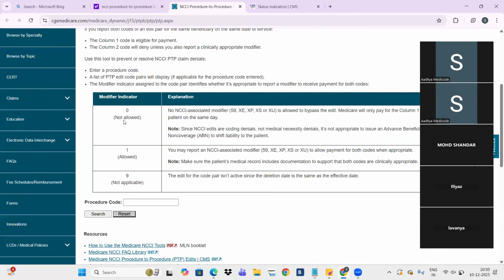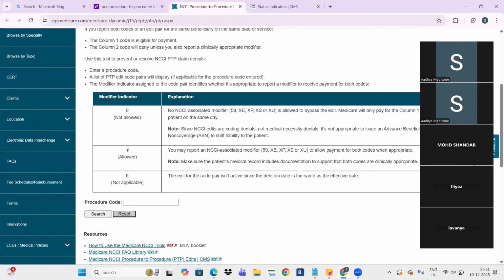You will get these while you are coding multiple outpatient procedures: 0, 1, 9. 0 means no NCCI associated modifier, which means no need to append any modifier, we can code directly. Sorry guys, I confused. 0 means not allowed. We should not code those two procedures together. Only one procedure is enough. Not allowed.